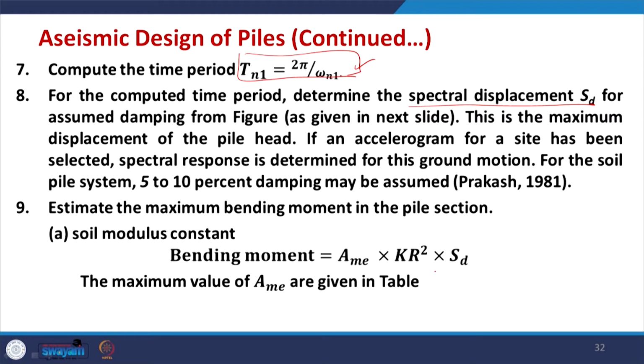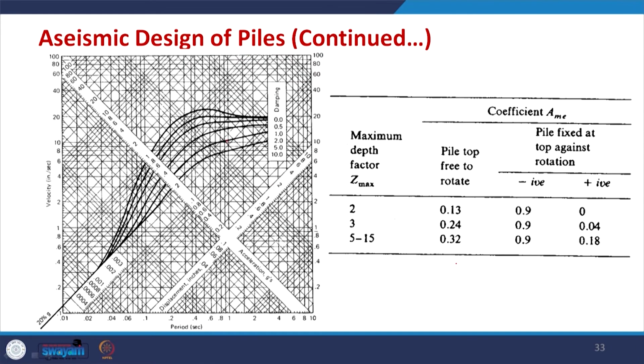Then once I estimate the maximum bending moment, the pile section can be estimated. For the soil modulus constant with depth, you can find the moment as Am into K R square into Sd. Here Am is the coefficient given in the table. Coefficient Am depends on the maximum depth factor 2, 3, 5, 15. Normally Z max is more than 15. So we need only this value, and when the pile top is free to rotate, this is 0.32. However, when it is fixed against rotation, the negative value is 0.9 and 0.18 is the positive value.